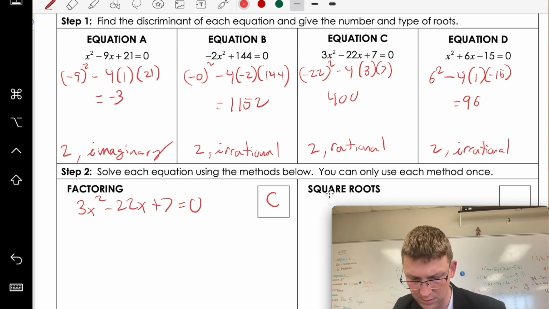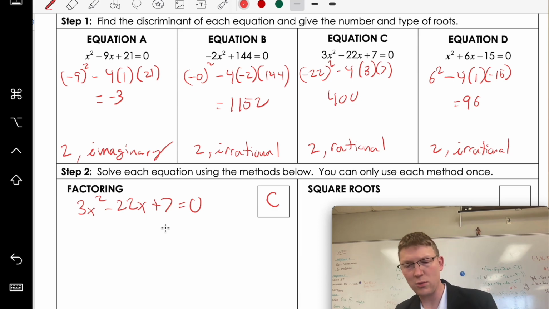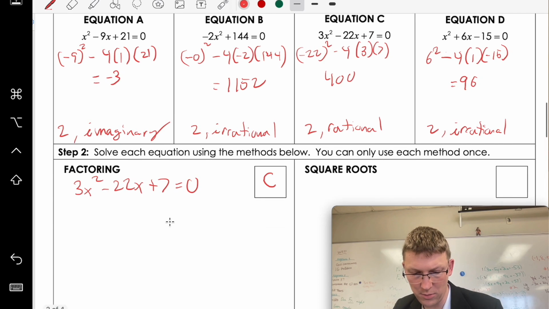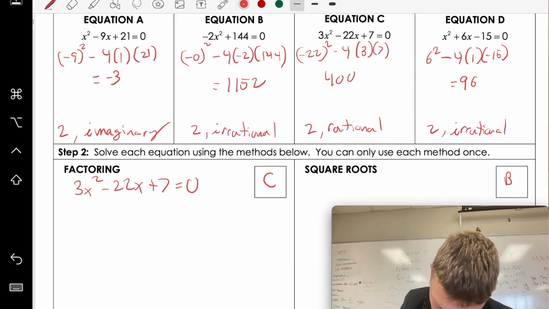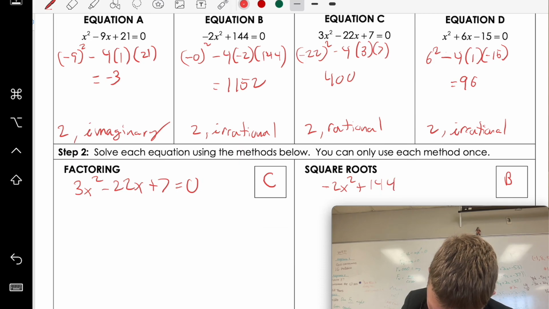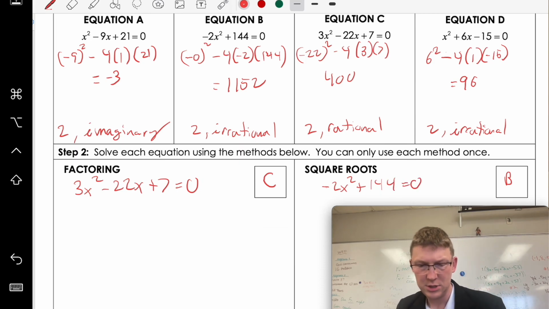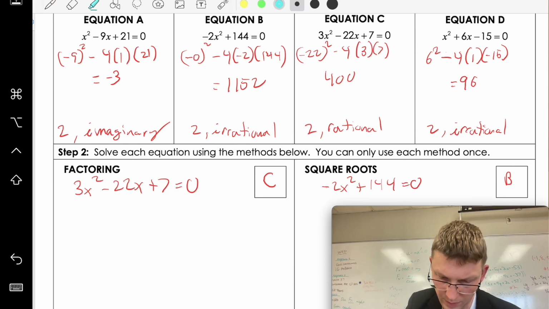This next one's square roots. So I'm looking at, I want to say equation B, because just kind of doing some mental math, I can divide both sides by negative 2, and I'm going to have an x squared equals a number, and I can take the square root of that. I'm going to get an imaginary number, but that's fine. So I'm going to put equation B right here, and we'll write that out. Negative 2x squared plus 144 equals 0. So we have used this one and this one.